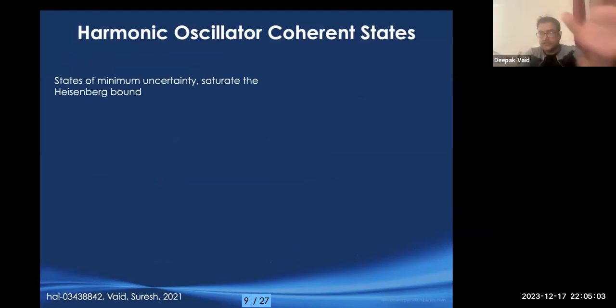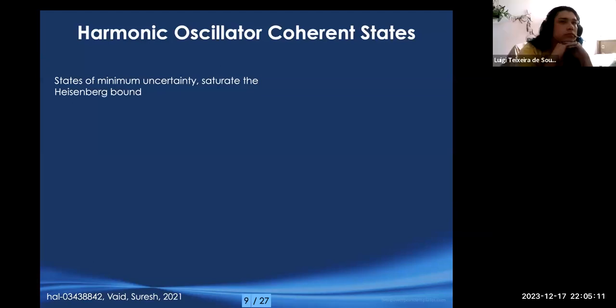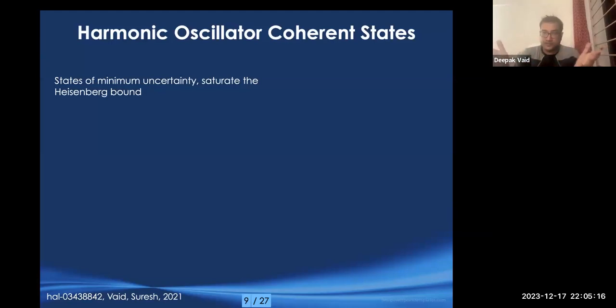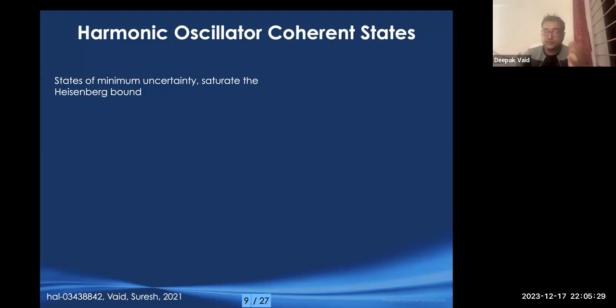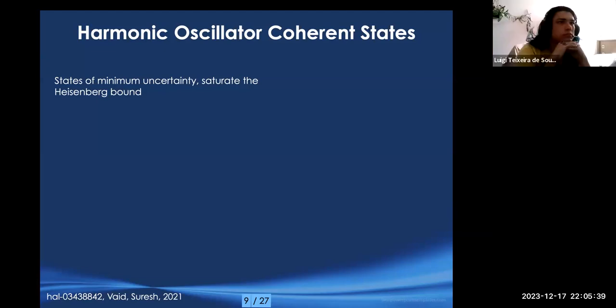So coherent states, the usual definition is that they are states of minimum uncertainty. That is the measure of classicality of the state, basically. So delta x times delta p is always going to be greater than h bar by 2. So what's the best we can do? The best we can do is to saturate that bound. So delta x times delta p should be equal to h bar by 2. That's the best we can do.